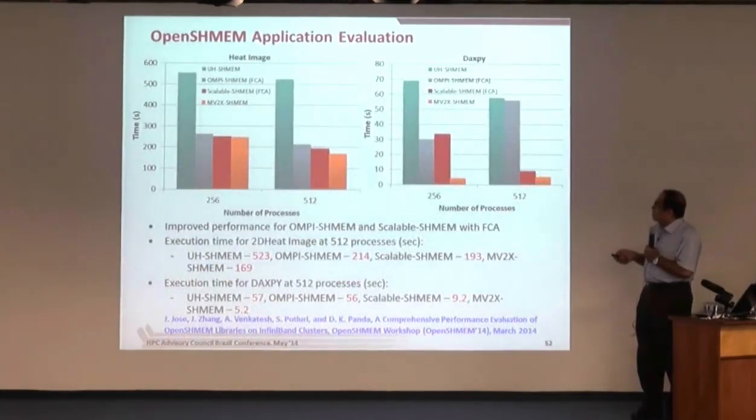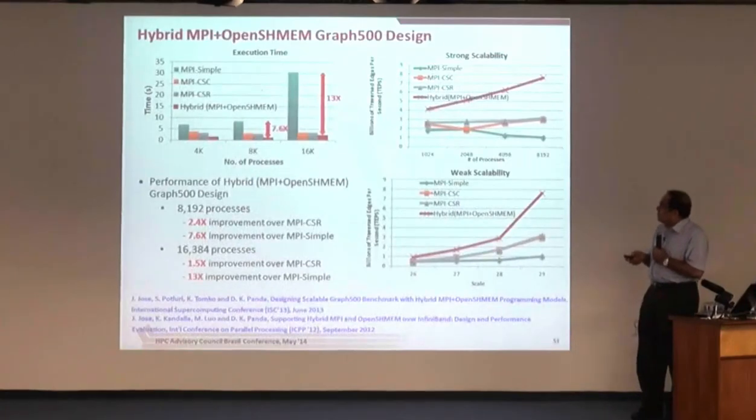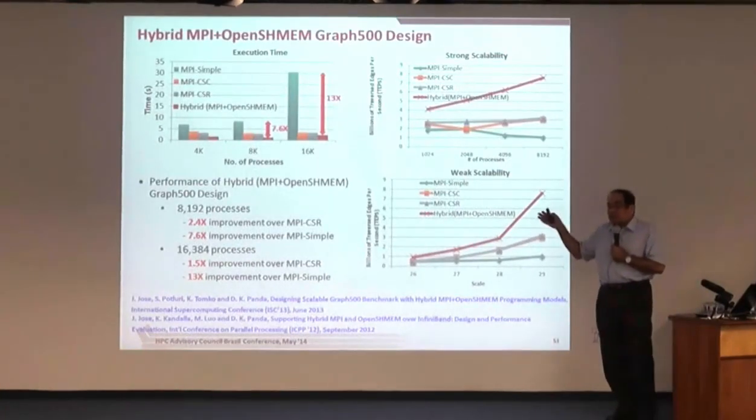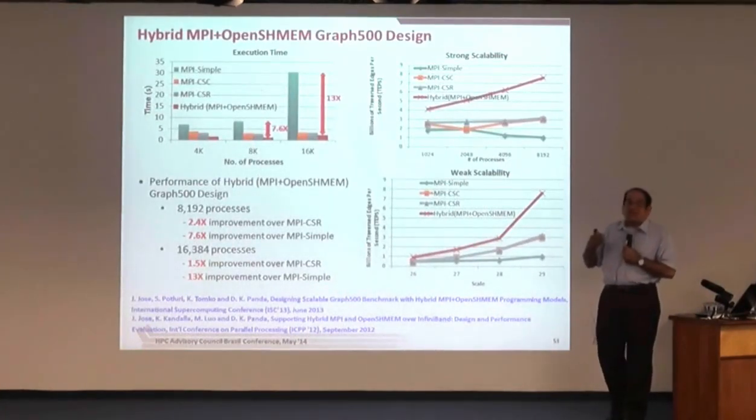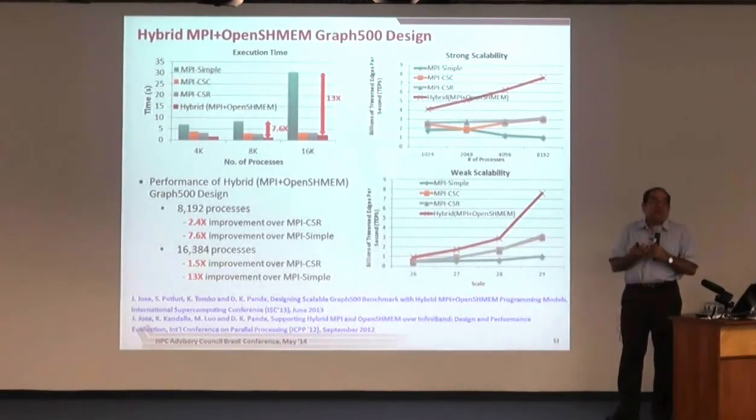Here there are even some applications. So this is an OpenSHMEM application. Here you will see, compared to all these different libraries, MVAPICH2-X with OpenSHMEM can give you the best performance. Now, that is individually. I just showed OpenSHMEM. Similarly, you can also get the performance with UPC. But now the question is, how do we combine this?